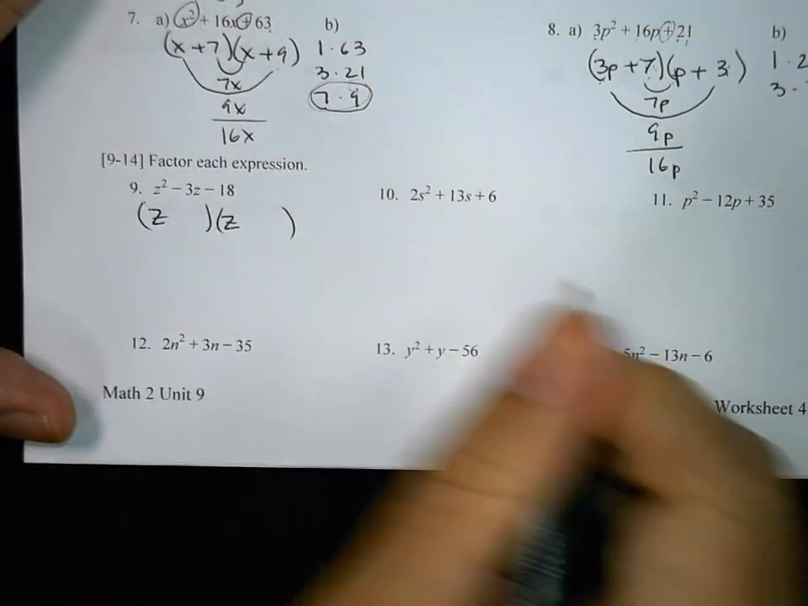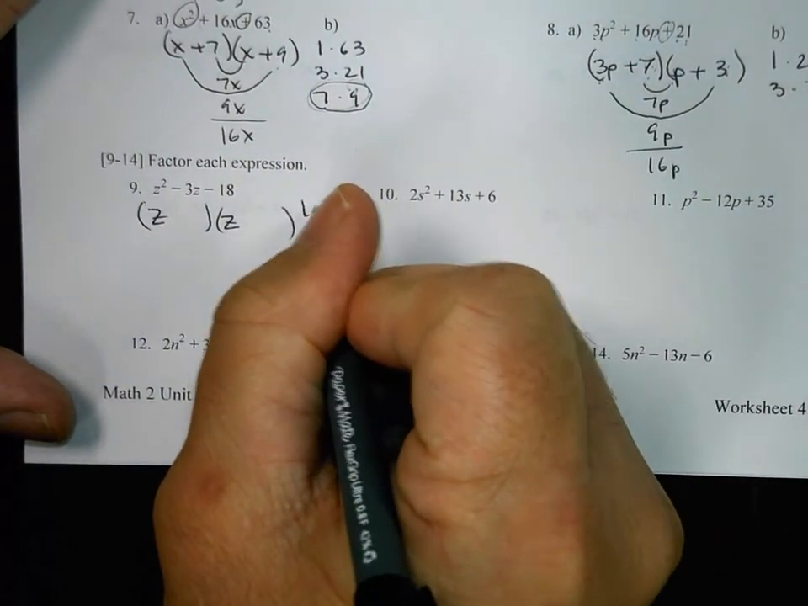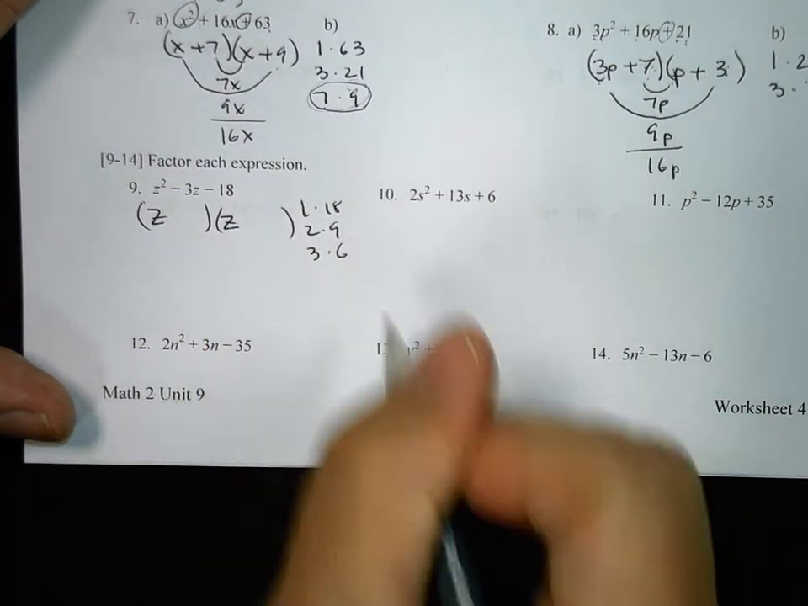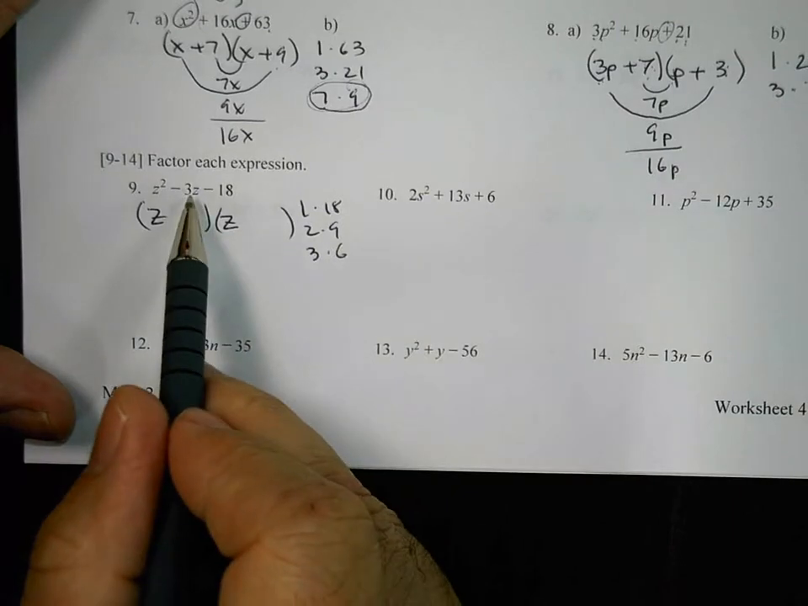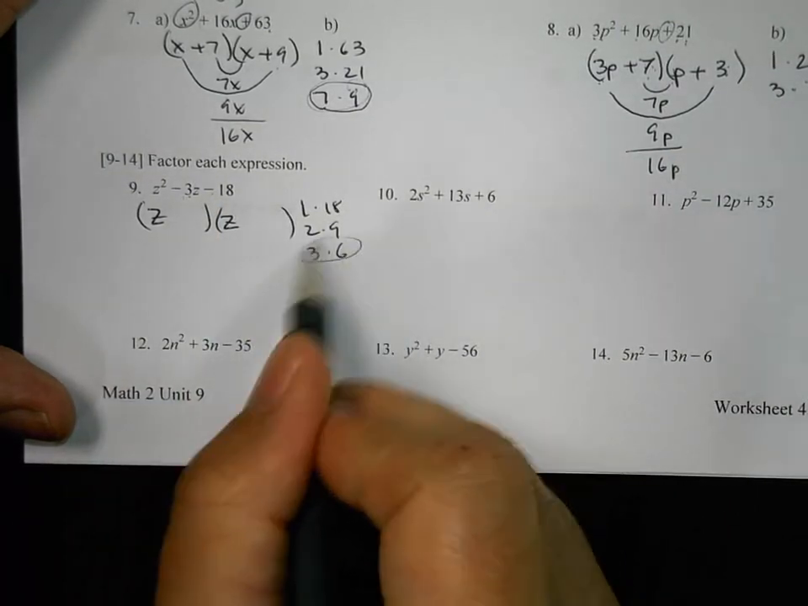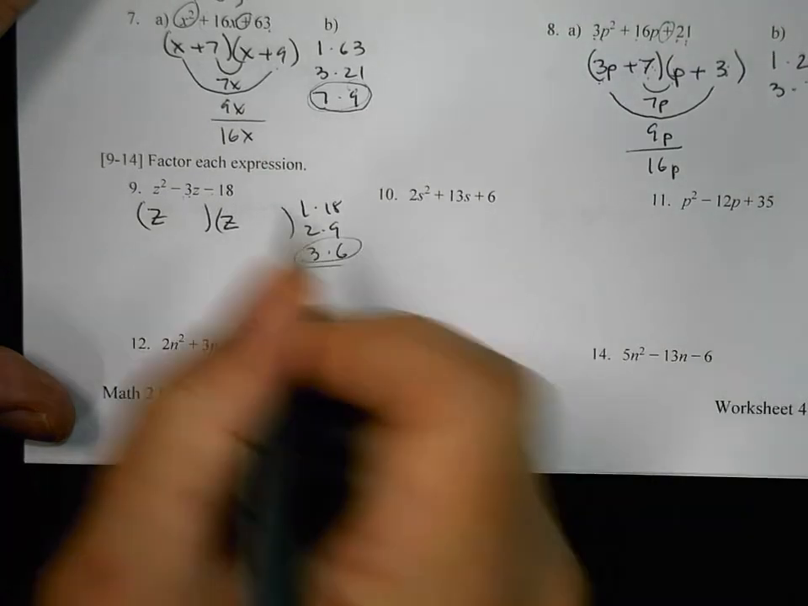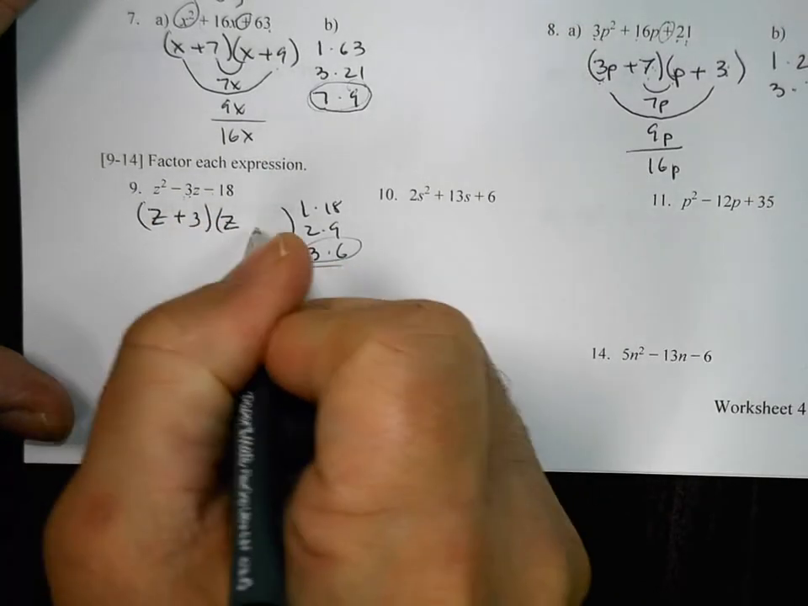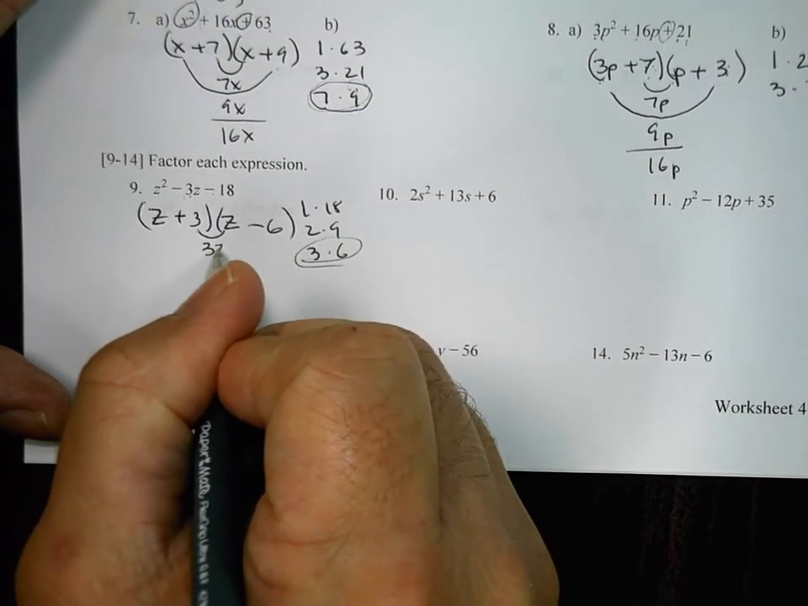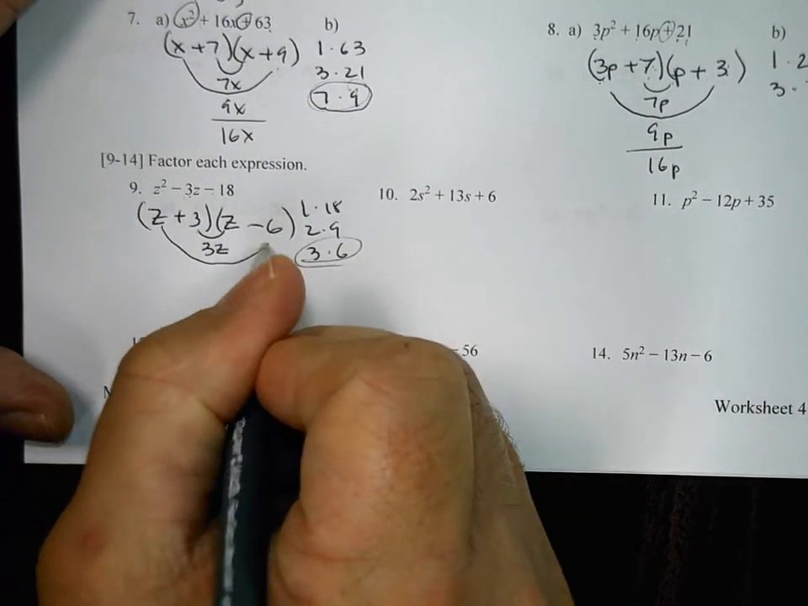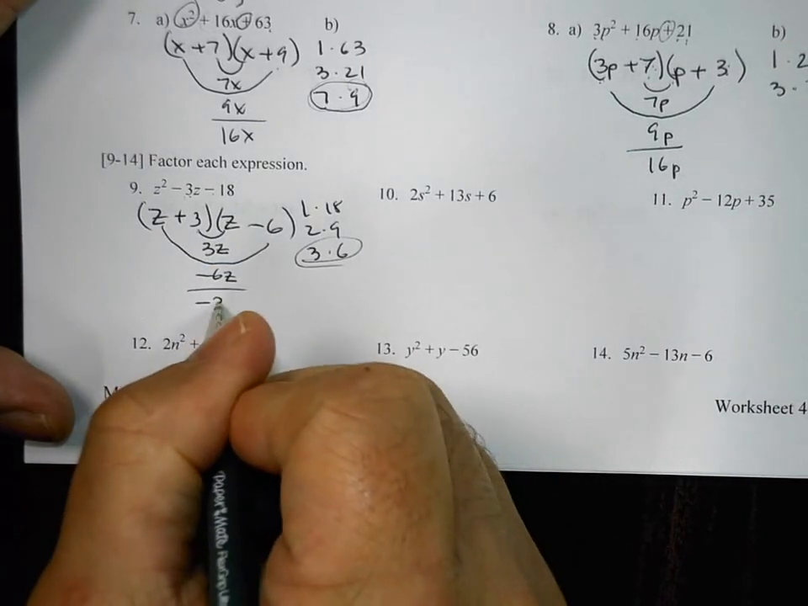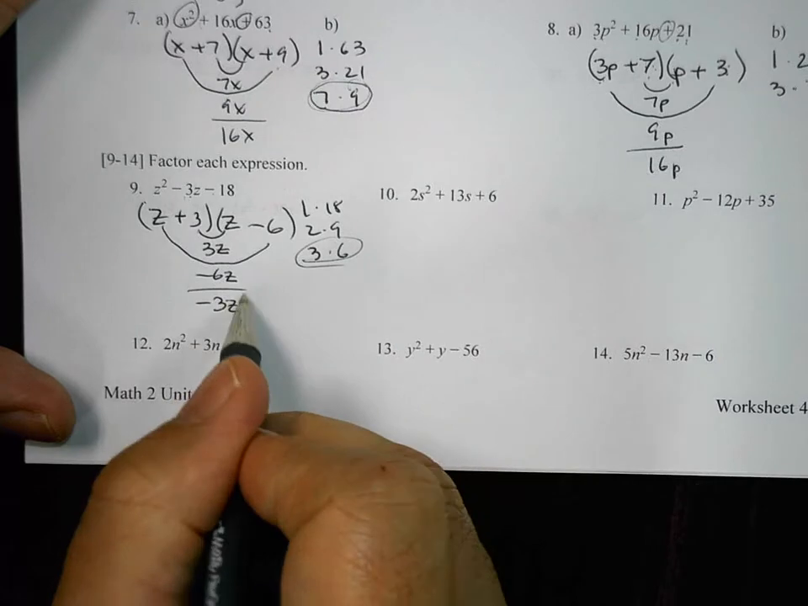All right, so again, we're going to factor each expression, so if there's no GCF, z times z is z squared. To get 18 back here, 1 times 18, 2 times 9, 3 times 6. All right, we need to subtract. We need to subtract to get negative 3. Well, look at this. Okay, so I'm going to put positive 3 and minus 6, because 3 times z is 3z, and z times negative 6 is negative 6z. When you add those, you get negative 3z.